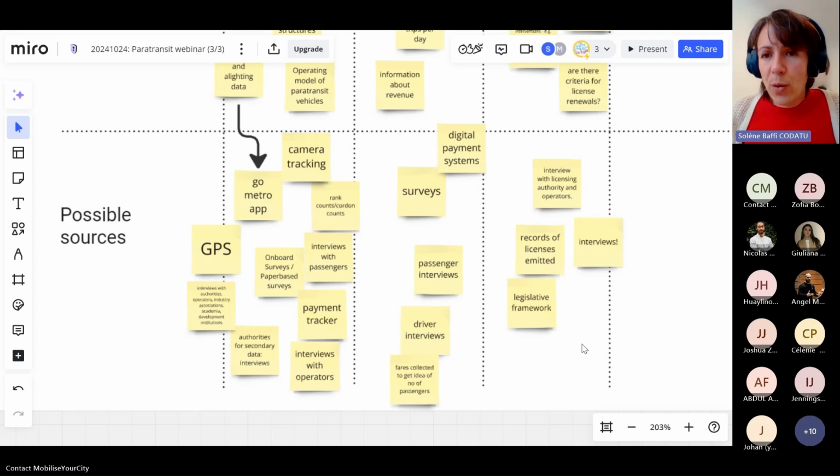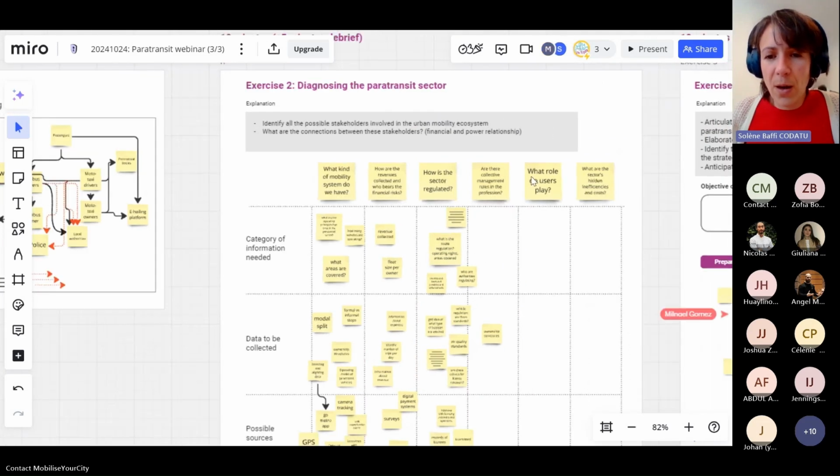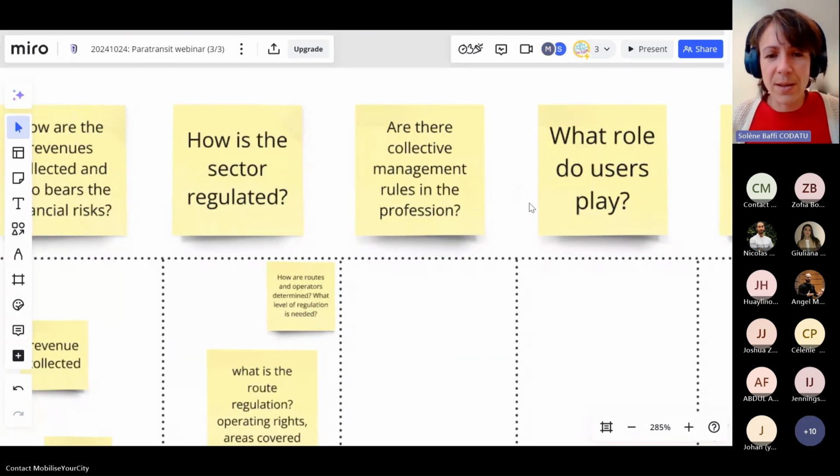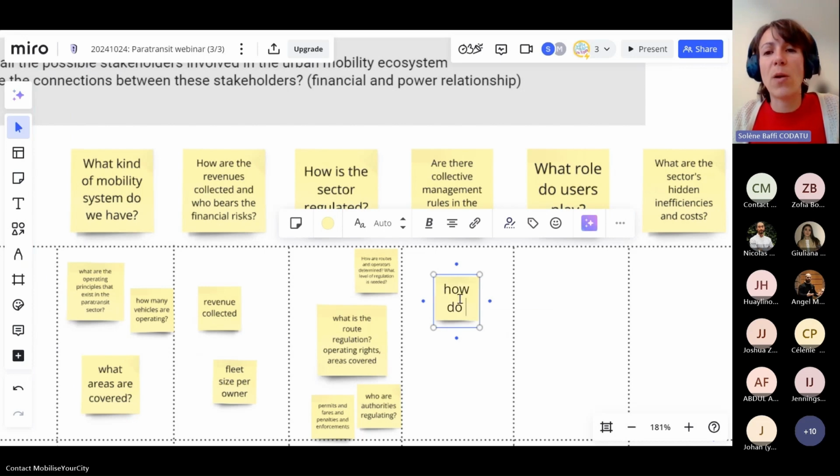Maybe to move on to the other questions. We might not complete all questions because we cannot be completely exhaustive on this board, but regarding the management rules in the profession, as I mentioned before, the professional bodies are a very important feature in this sector. So it's important to also understand how they work and how they are structured and the type of relationship that can exist between the different actors, such as the operators, the drivers, the professional bodies.